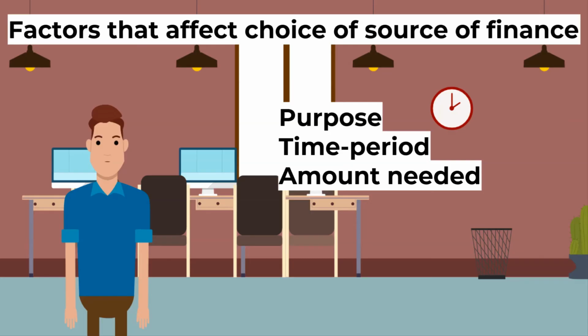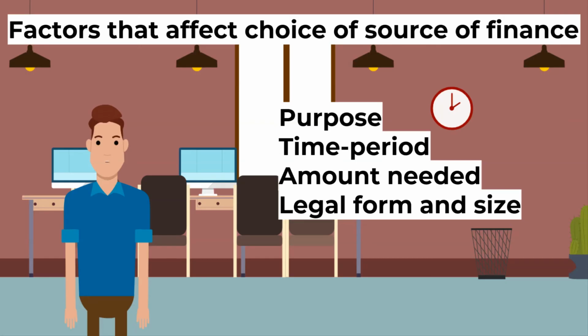Amount needed. For large amounts, loans and share issues can be used. For smaller amounts, overdrafts, sale of assets, debt factoring will be used. Legal form and size. Only a limited company can issue shares and debentures. Small firms have limited sources of finances available to choose from.